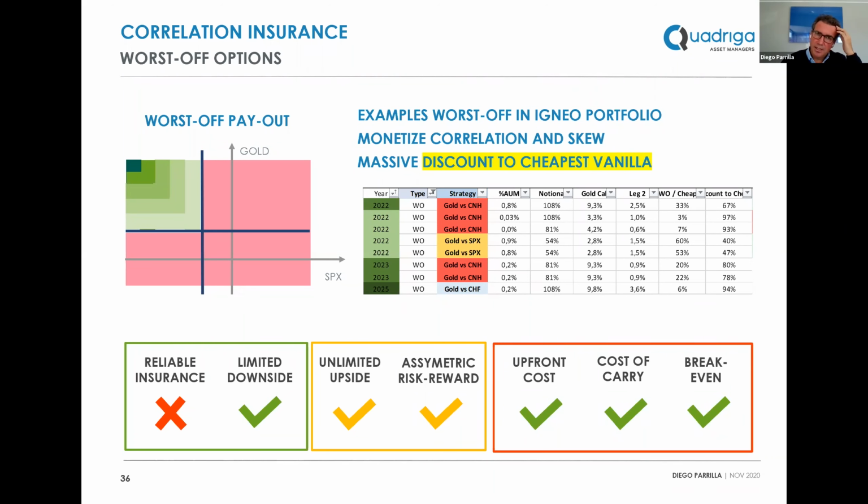In the previous case, the condition was binary. Here there is unlimited upside, but it's way cheaper. And you see the extraordinary discount to the vanilla options that we're getting. I mean, we're talking about an option that gives you blue sky on gold and blue sky on S&P down or China devaluing. And in some cases, we're buying this for, as you can see, a 70, 80, 90% discount to the cheapest vanilla, which is really phenomenal.